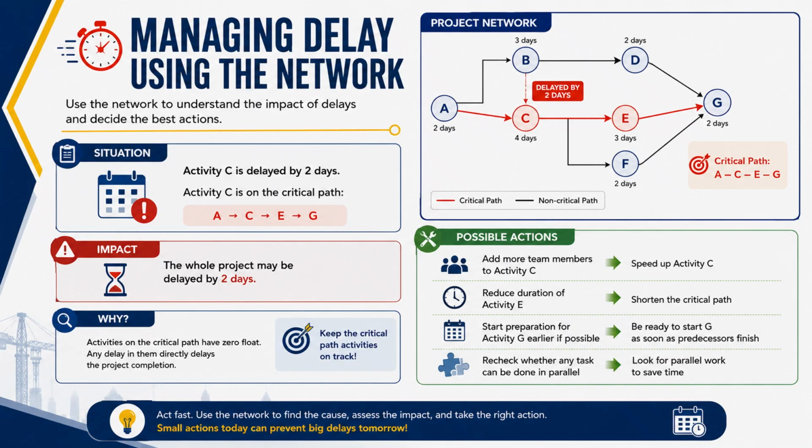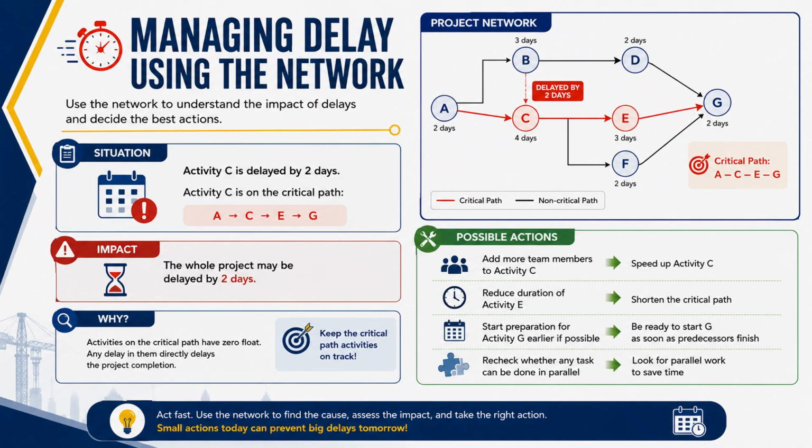When a delay happens, the project manager should not panic immediately. The first question should be, is the delayed activity on the critical path? If the delayed activity is on the critical path, the delay will affect the whole project. For example, if activity C is delayed by 2 days and activity C is on the critical path, then the whole project may also be delayed by 2 days.